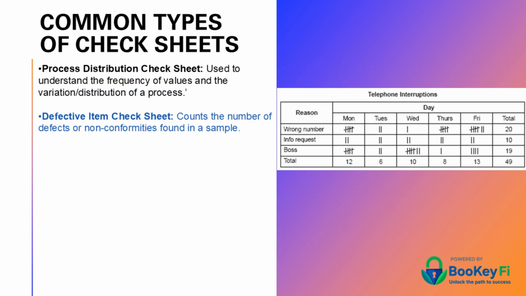Defective item check sheet. Counts the number of defects or nonconformities found in a sample. This is the most common type used in production, allowing teams to quickly identify which specific types of flaws are appearing most frequently in a batch.